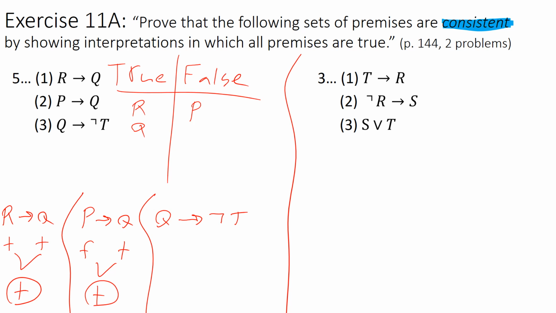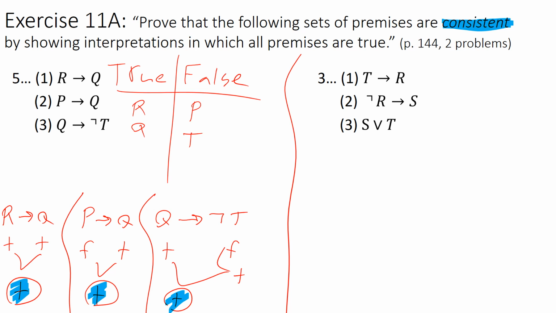And the third premise, we've already said Q is true. Here we are restricted in what we can do. So we have if Q then not T. We have a true antecedent, so the consequent must be true in order for that conditional to be true. So T must be false. So T is false, but it's negated, so that turns into something that's true. True antecedent, true consequent, so true conditional. And so we have true premise, true premise, true premise. So these 3 premises are indeed consistent with each other.